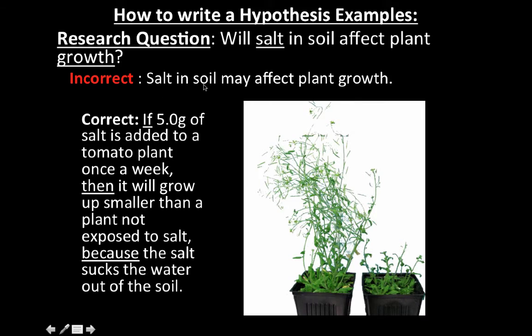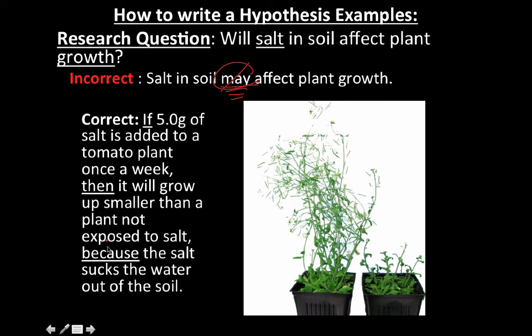Here's an incorrect way to do this. Salt and soil may affect plant growth. So you see this word right here. I better use red for this because red's not good. May. No way. Don't ever use that. That's wishy-washy. That's not definitive. We can't allow that. All right? We have to make a firm prediction. That's what a hypothesis is. So let's see what a corrected version looks like.